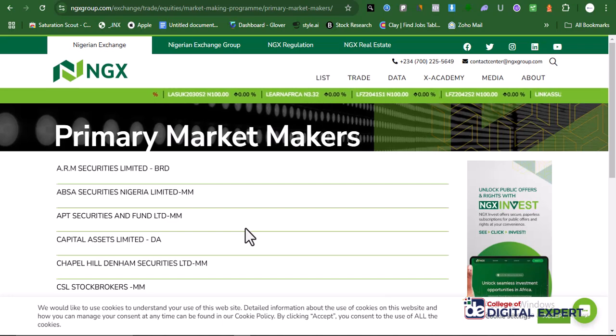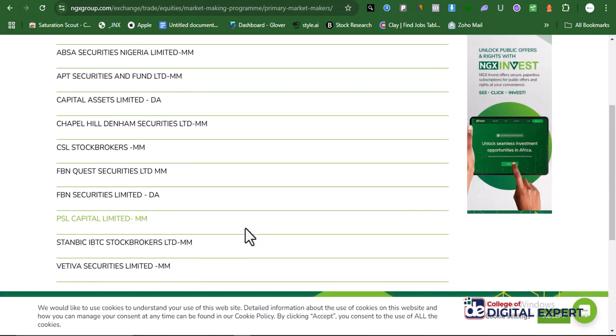We have the Chapel Hill Denham Securities. We have the CSL Stock Brokers. We have the First Bank Nigeria Quest Security Limited. We have the First Bank Nigeria Security Limited also, and also we have the PSL Capital Limited, my favorite. We have the Stanbic IBTC Stock Brokers Limited, also my favorite. Also, we have the Vertiva Security Limited. These are organizations that ensure that we have adequate liquidity in the stock market. These are institutional bodies that provide us liquidity in the stock market.